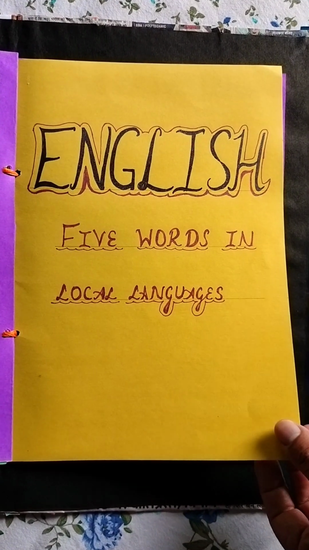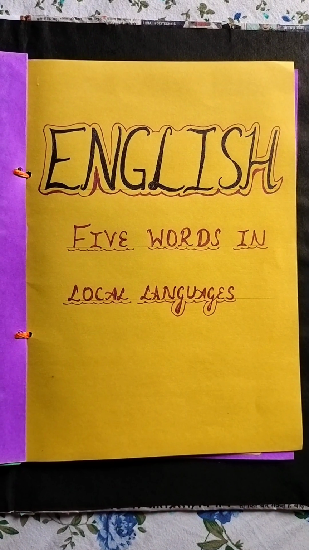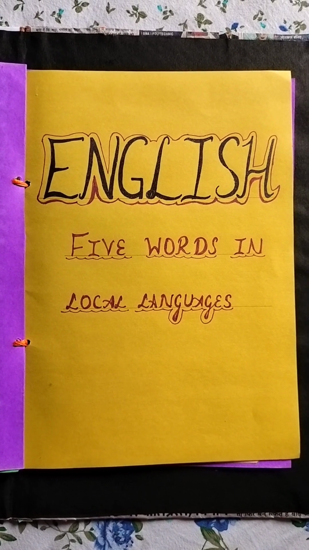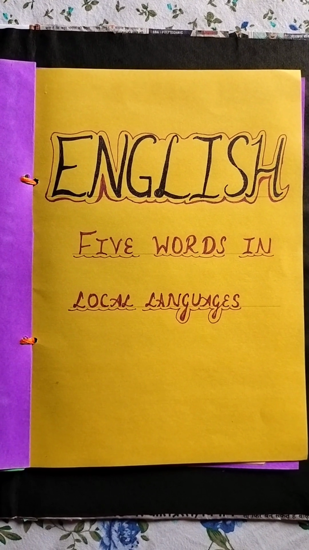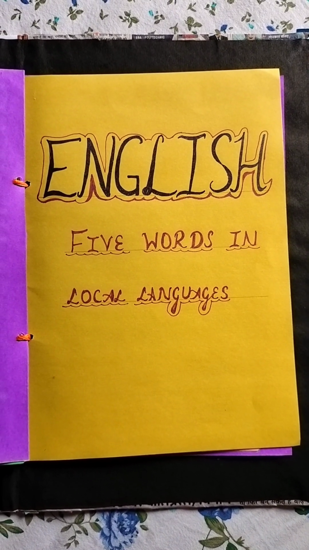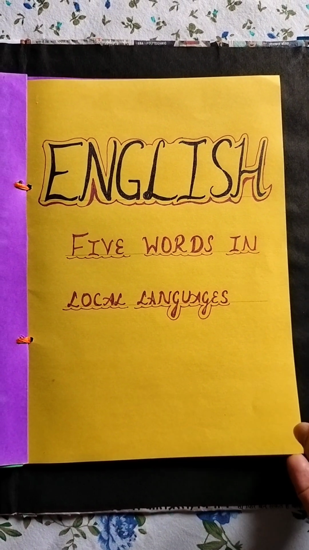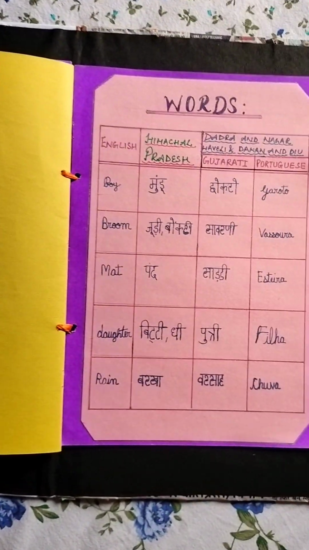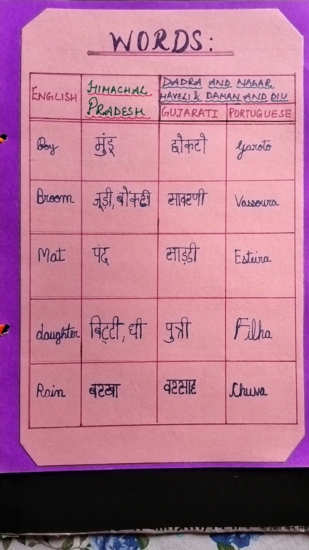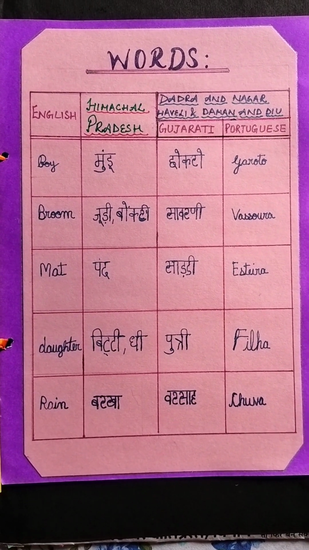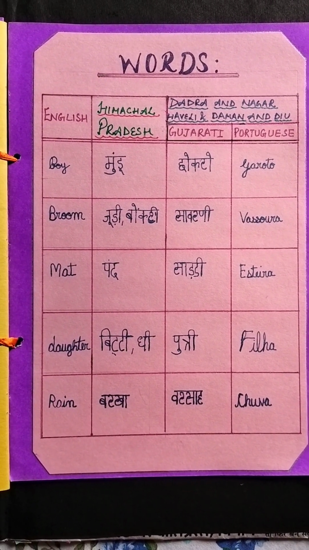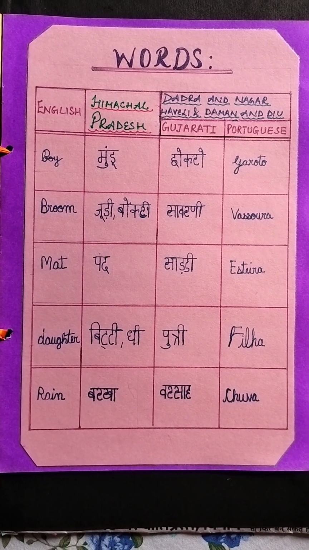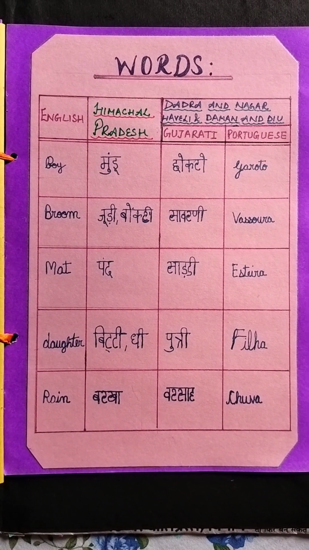The last thing here was English, and the activity was to identify five English words and then write them in the languages of Himachal Pradesh and also Daman and Diu and Dadra and Nagar Haveli. So identify five keywords in English and then write down what they are called in the Himachali Pahari language and also in Gujarati and Portuguese, which are the two main languages of Dadra Nagar Haveli and Daman and Diu.